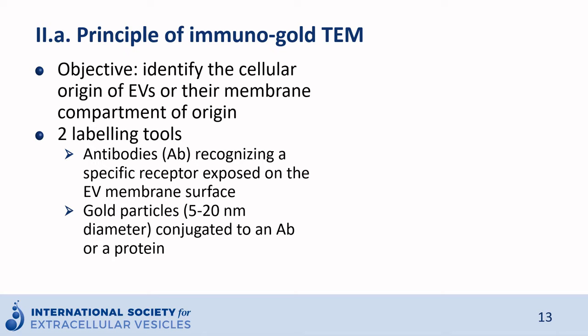There are two labeling tools: antibodies, recognizing a specific receptor or antigen exposed on the EV membrane surface, which are used to identify a specific EV population, and gold particles of 5 to 20 nanometers in diameter, which are conjugated to an antibody or a protein, just because gold is easily detected by electron microscopy.